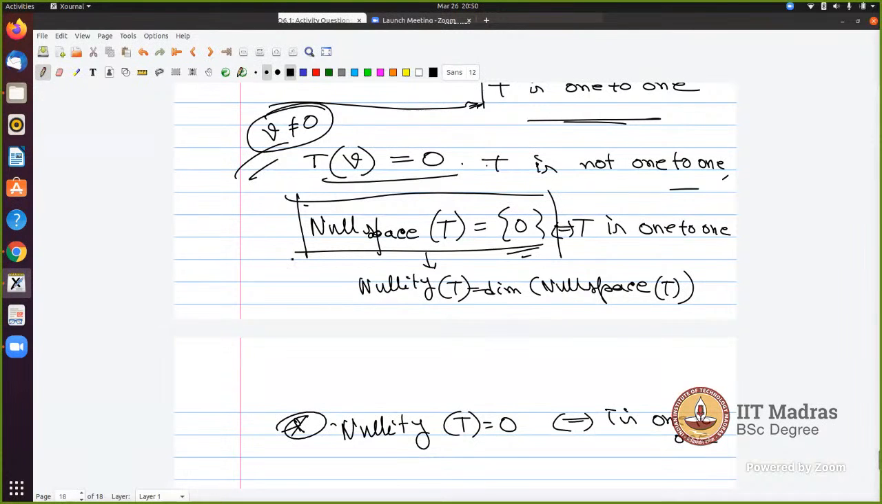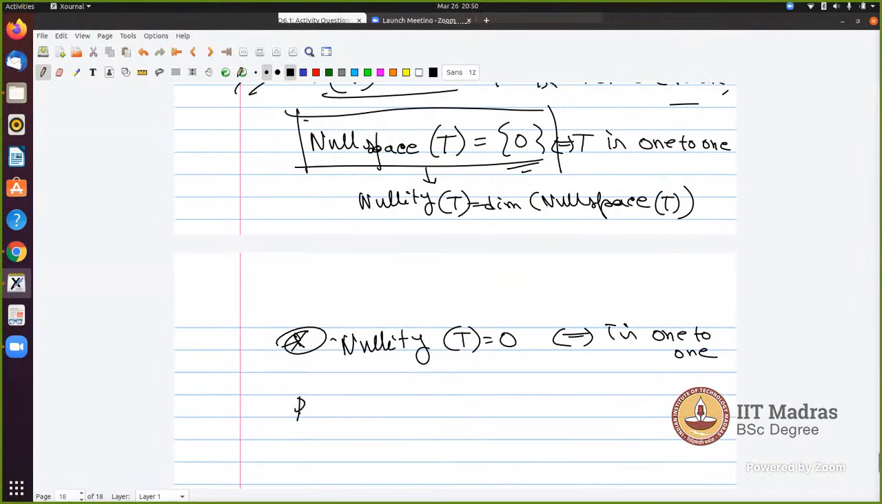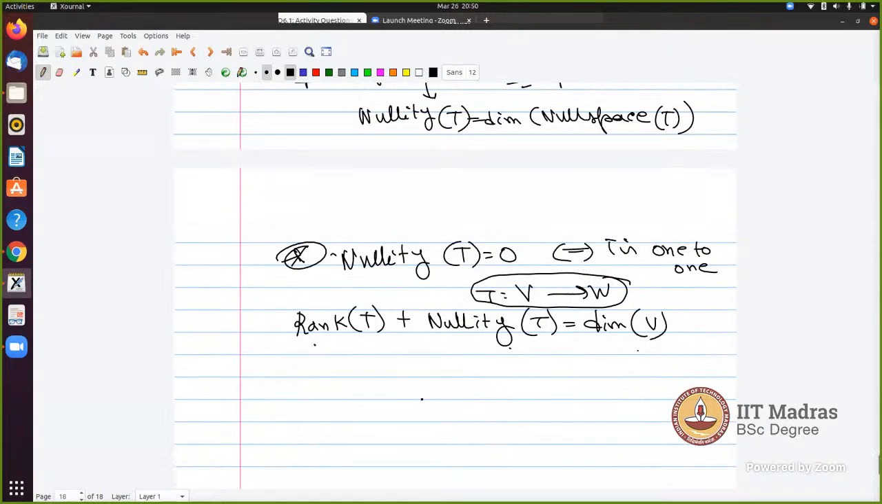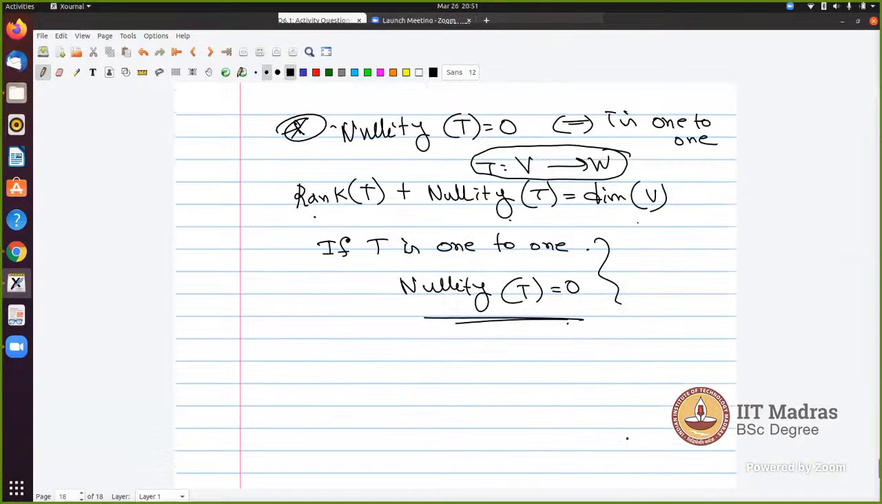Now we have the rank-nullity theorem. We don't need the proof of this in this course, so I am not going into that. T is from V to W. Rank T plus nullity T equals the dimension of V. Now if T is one-to-one, we already know nullity is 0, right?